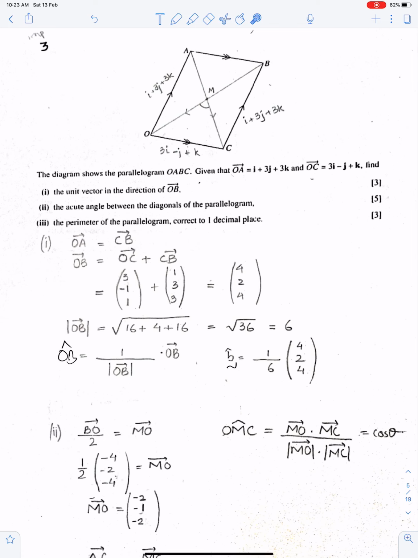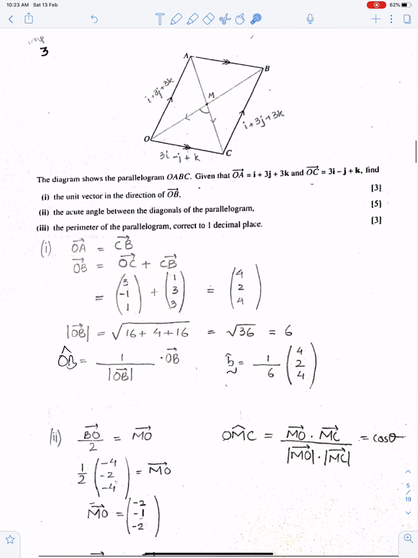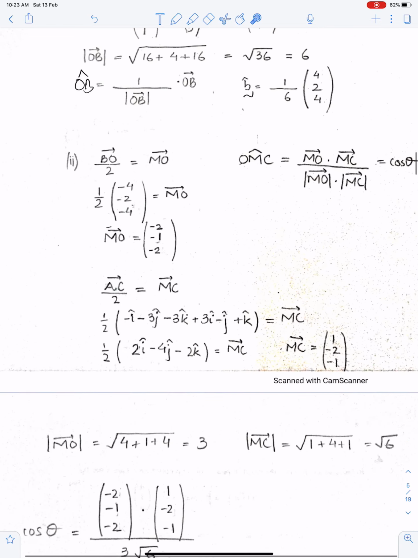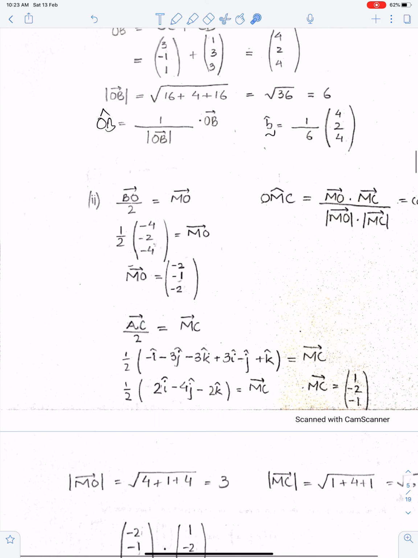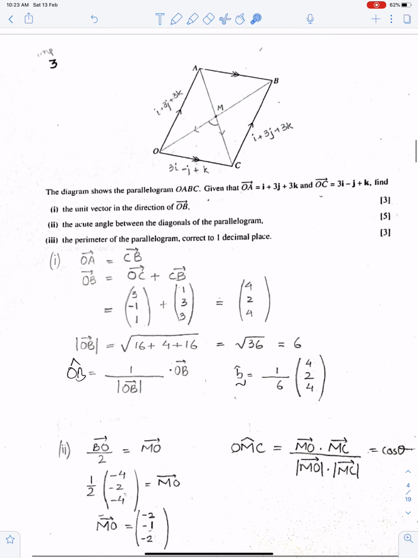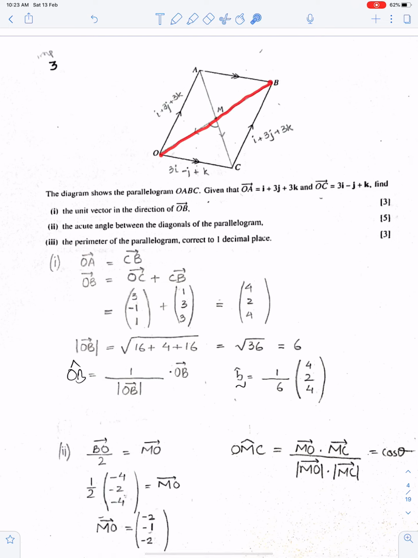Number 2, we need the acute angle between the diagonals of the parallelogram. This angle. For that, you need to use the scalar product. And by using the scalar product, you can get the angle. So, you can either use the diagonals OB and CA, or you can use this midpoint formula like OM and CM. You have the option. You can use MO and MC, or you can use OB and AC or CA. You can use any method.